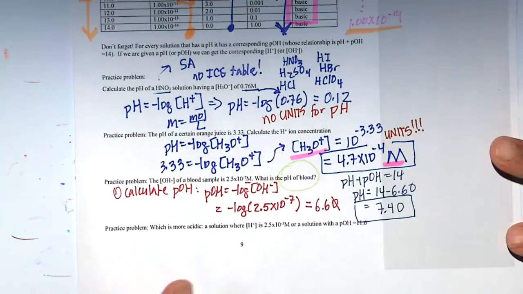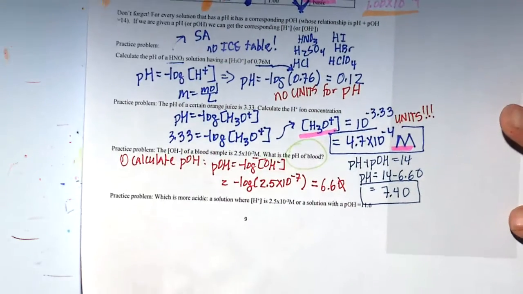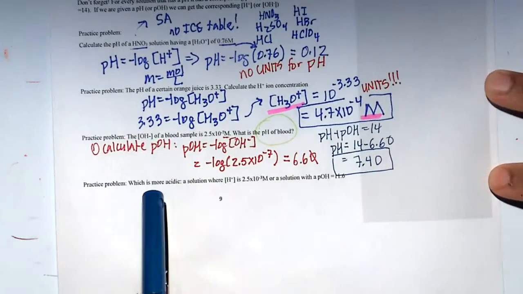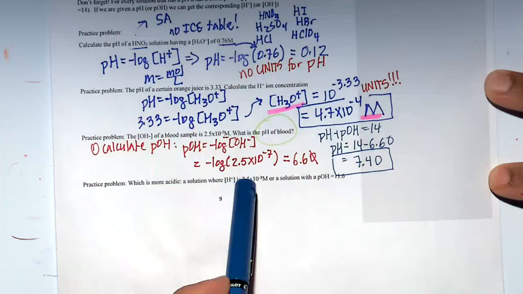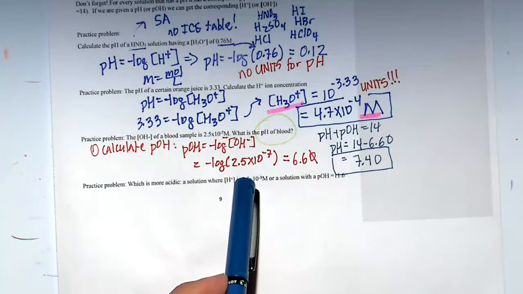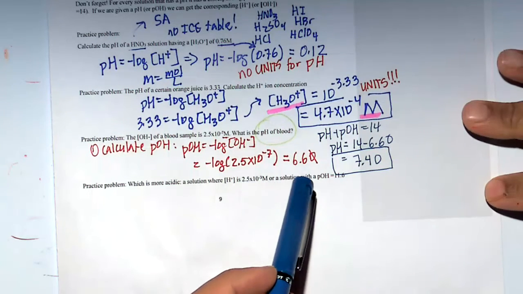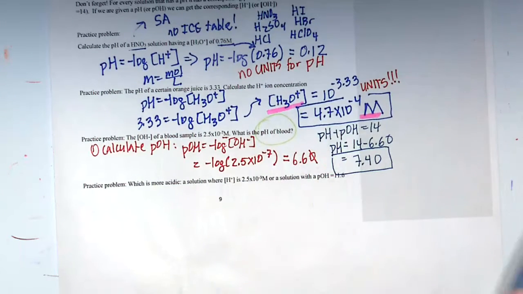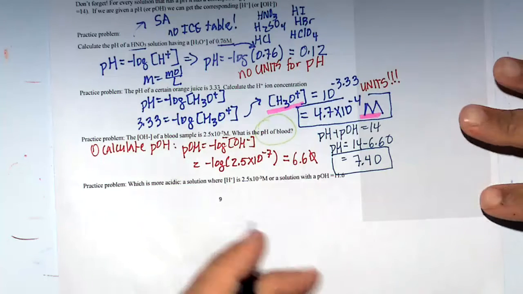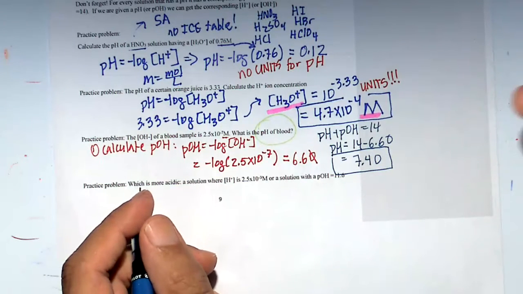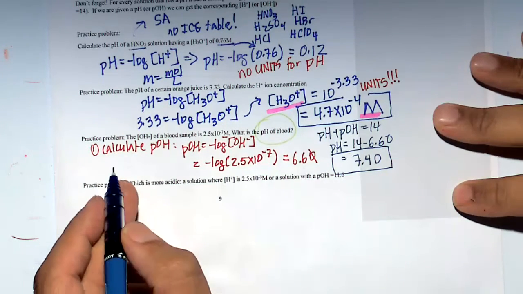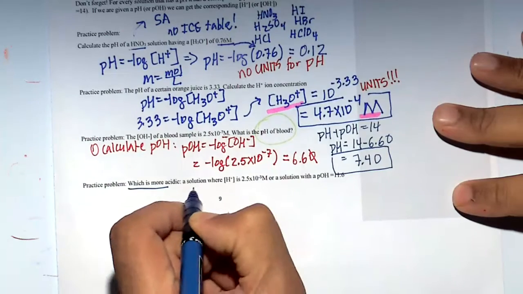All right. One more problem like this. Which is more acidic? A solution where the H plus is 2.5 times 10 to the minus 3 molar, or a solution with a pOH of 11.6? There are two ways to solve this. Either way is right. There's no wrong way. Which is more acidic, this one or that one?